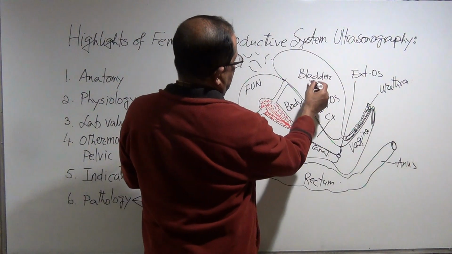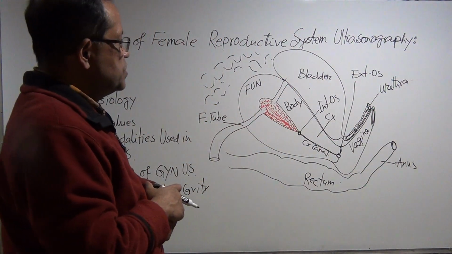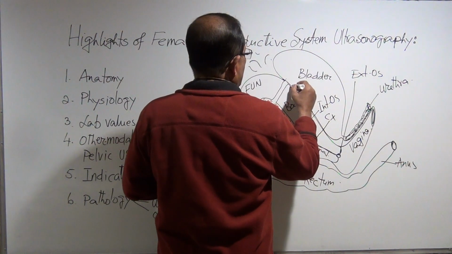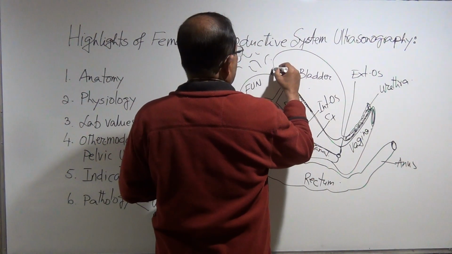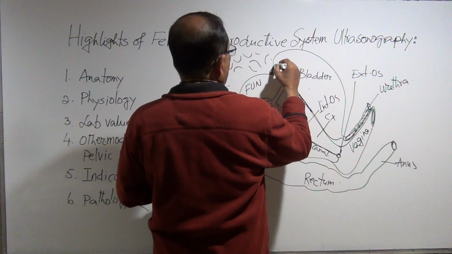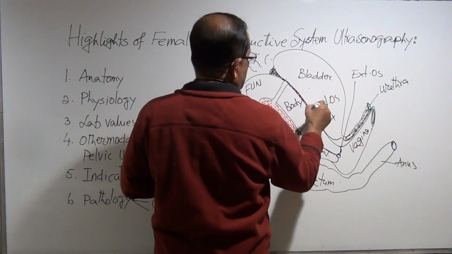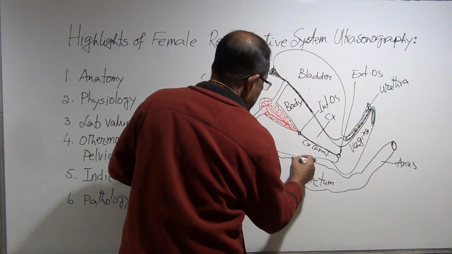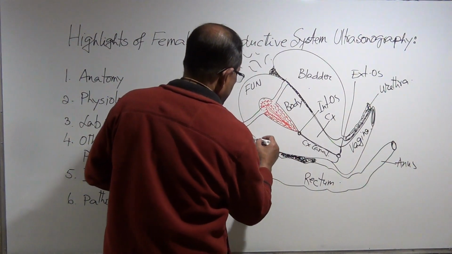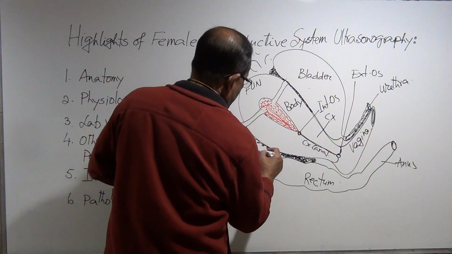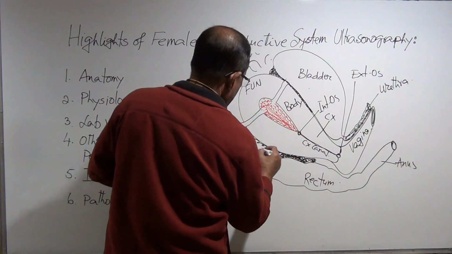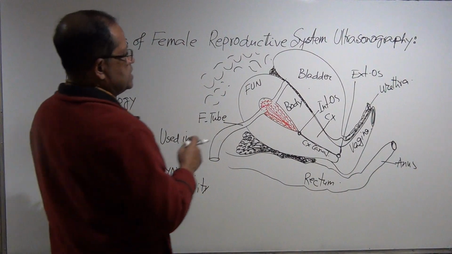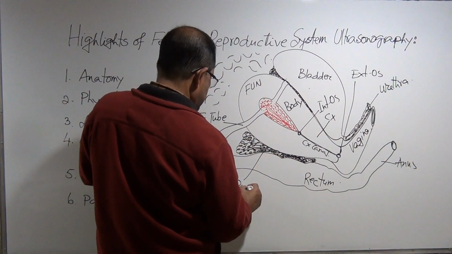The space between the bladder and the uterus, that is a cul-de-sac. I am drawing it here. This is known as the cul-de-sac. It is a potential space. There is another potential space between the uterus and the rectum. So this is known as the posterior cul-de-sac.